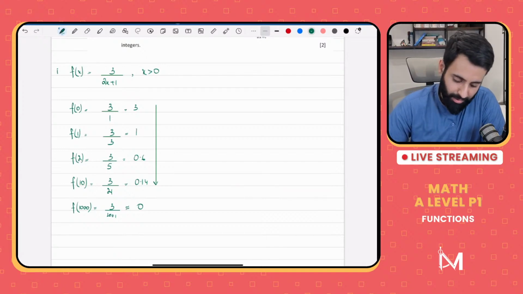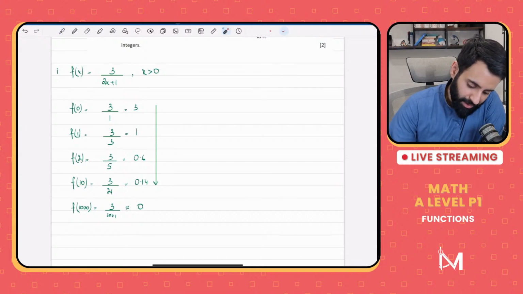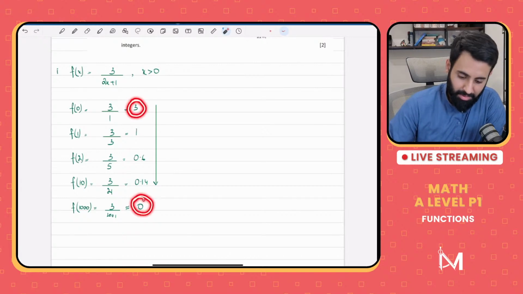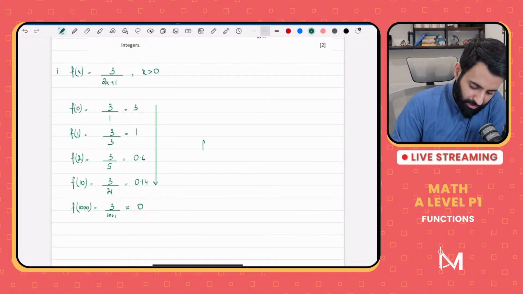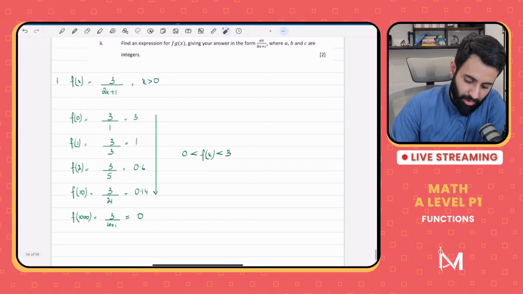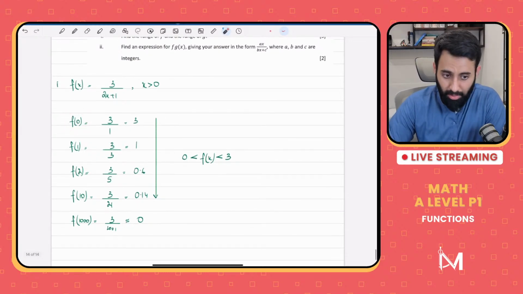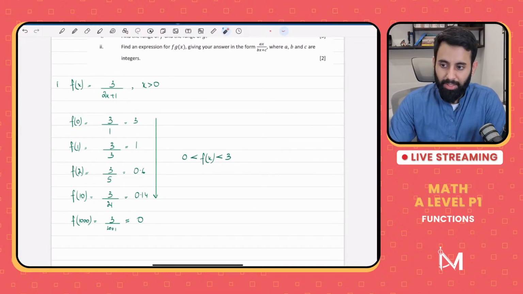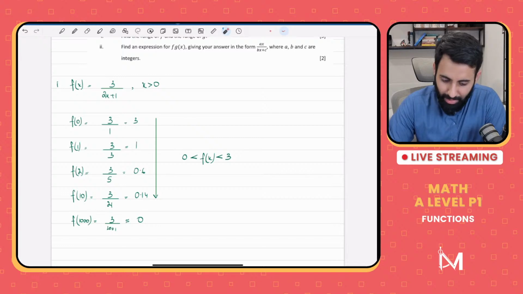So we can see that the range is in between two values. And what's that? The greatest value is 3. The smallest value is 0. So what's the range? The range is f of x is greater than 0. So it will always be greater than 0 no matter what. And it will always be less than 3. Why less than 3? Because we cannot actually plug in 0. So this is how you find out the range of any rational function.